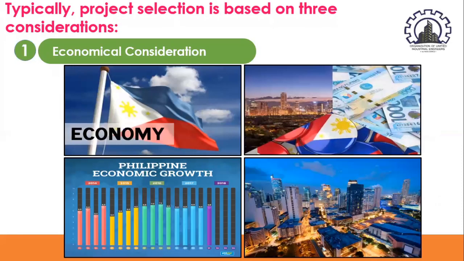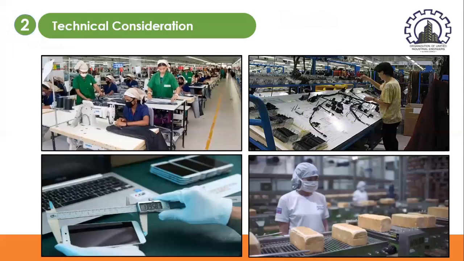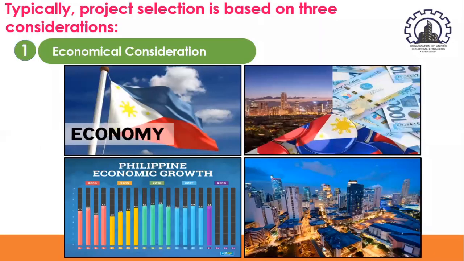First, we have economic consideration, followed by technical consideration, and lastly by human consideration. Now, why is it that project selection is based on these three considerations? Now, if we say economic considerations, this may involve new products for which standards have not been implemented. In other words, it can also involve existing products that have a high cost of manufacturing.